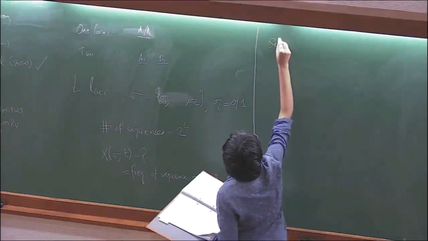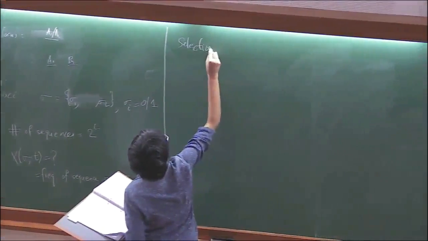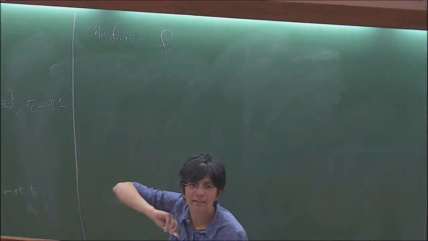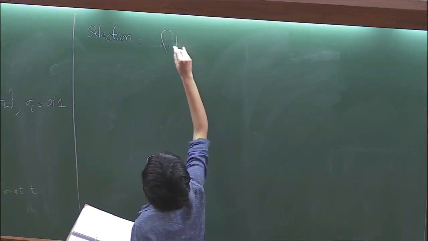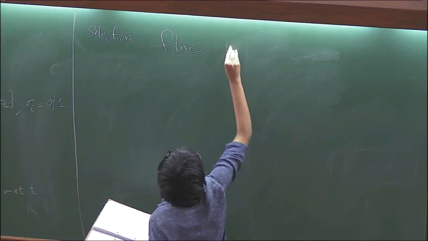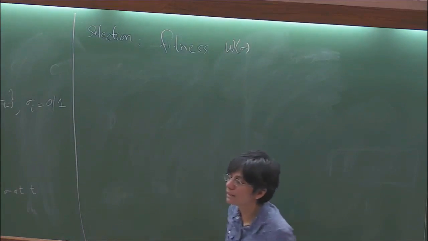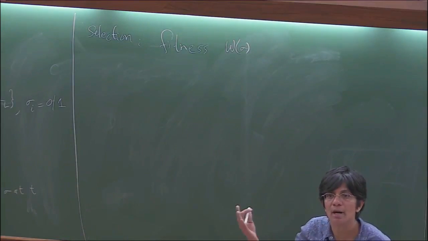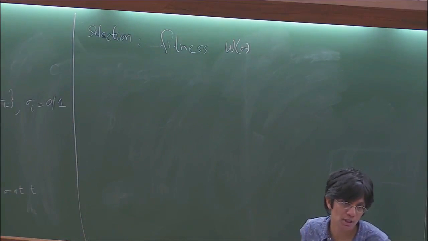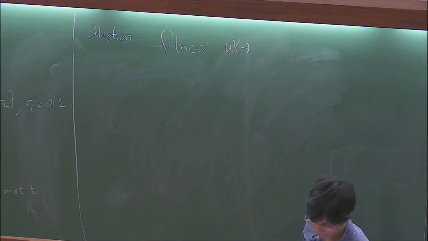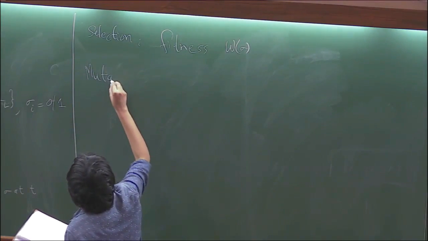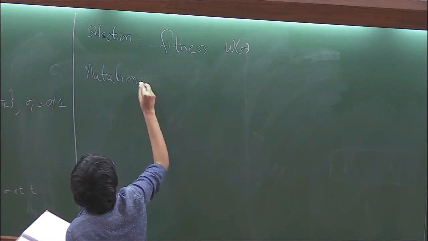Super selection. I have this fitness. We will worry about that in another ten minutes. W of sigma, what I wrote as W11, W12, W22 yesterday. It's a W of sigma. I have 2 to the power L such numbers to assign. And now I also have one more force, mutation.